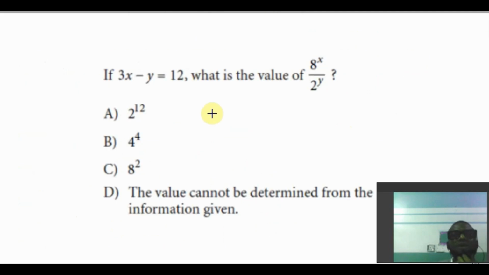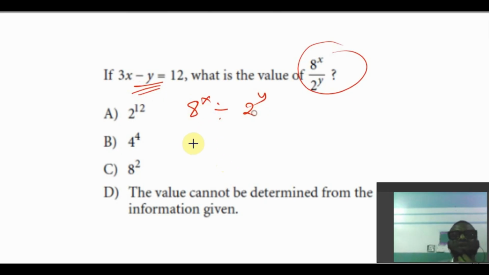Now take a look at this question. If 3x minus y equals 12, what is the value of 8 to the power of x over 2 to the power of y? We may not know what it's all about, but let's start from here. I can write this as 8 to the power of x divided by 2 to the power of y.